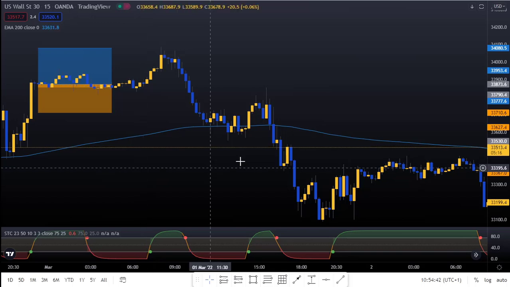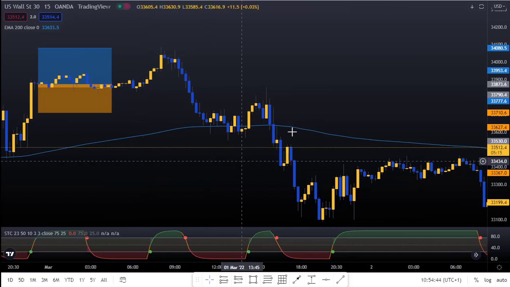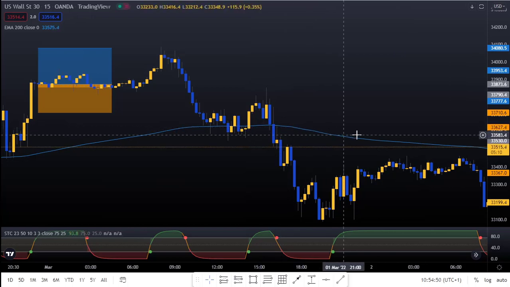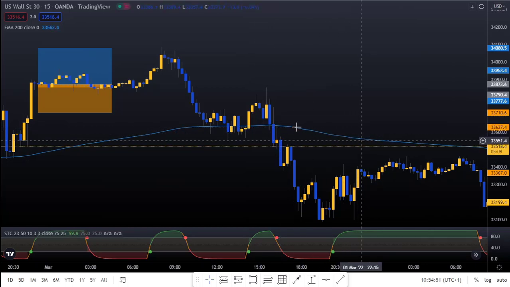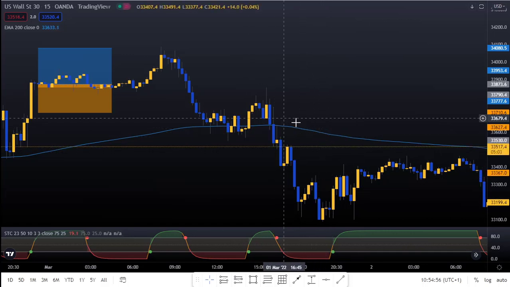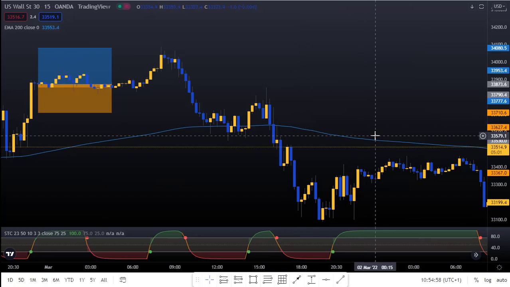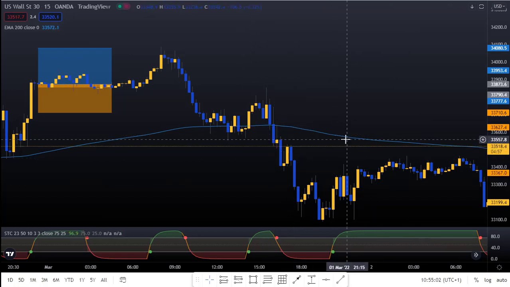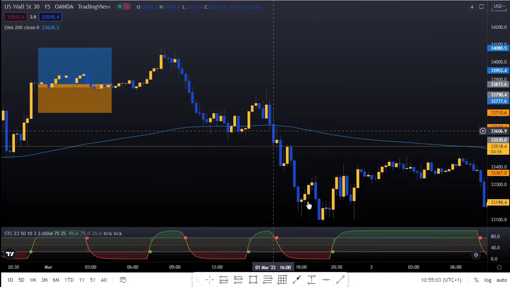For sell trade, what you're looking for is the price below the 200 moving average, as you can see here. That's what we are looking for. We are looking for the price below the 200 moving average. So this is the price and the 200 moving average is above it. So we want to be selling, 200 moving average above, price under, down, and we want to be selling.